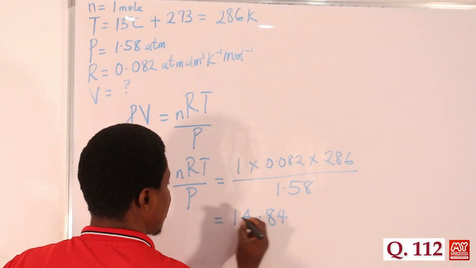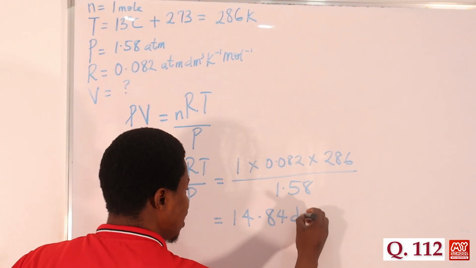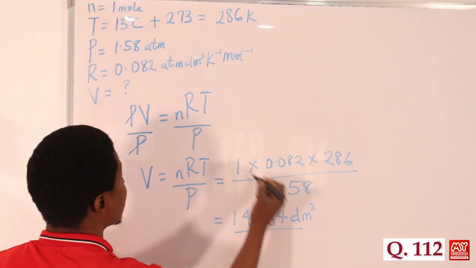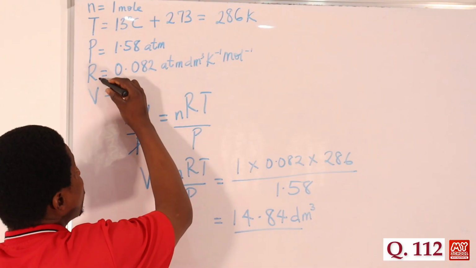14.84. 14.84 what? What's the unit? dm cube. The reason being that we had dm cube already in the constant R.